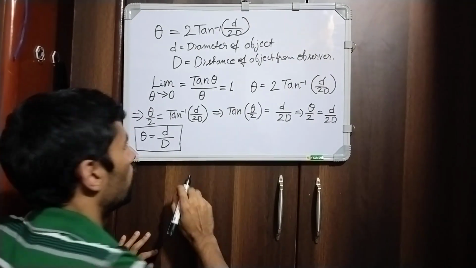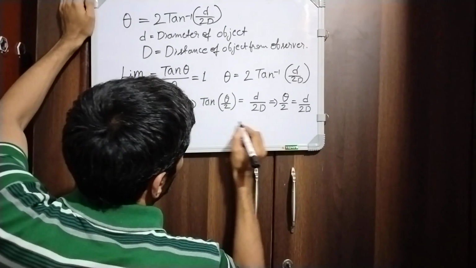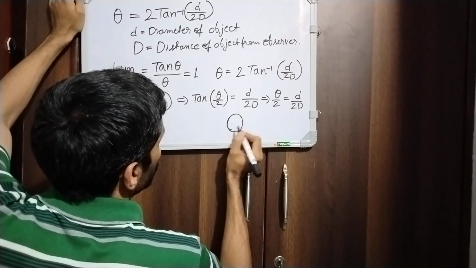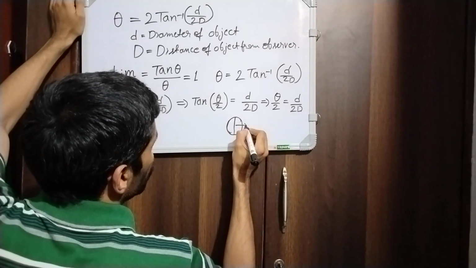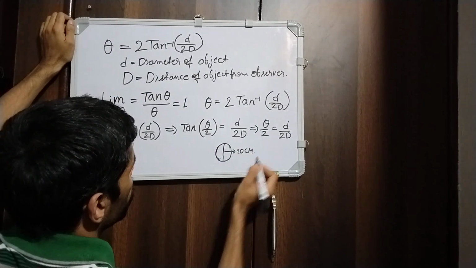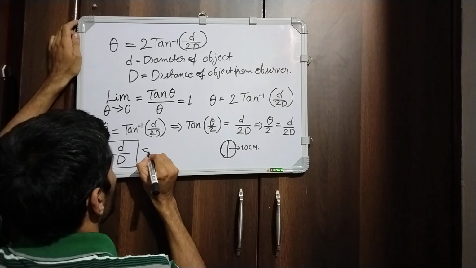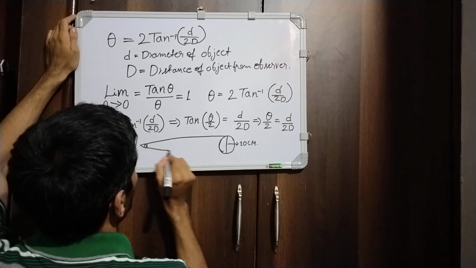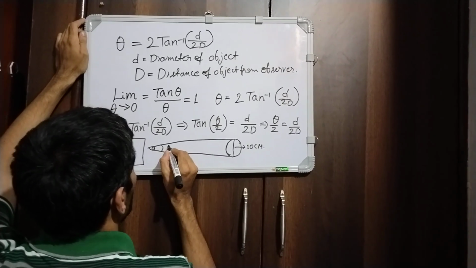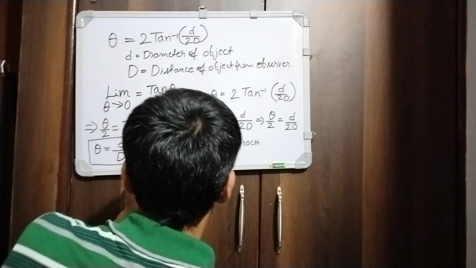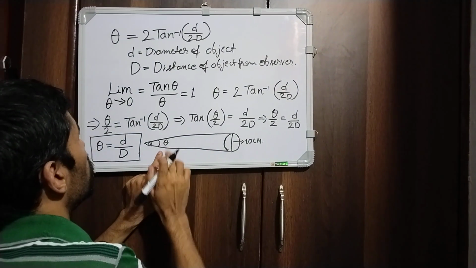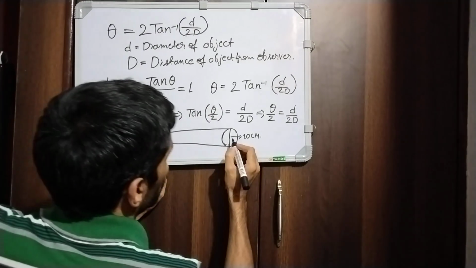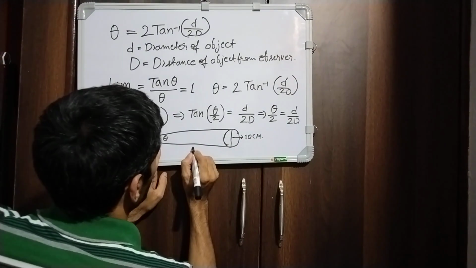Now let us take one example. I am having one object here, let us say a ball. The diameter of this ball is 10 centimeters. Here is the observer. This is the distance of the object from the observer, and this is the angle theta. Now we have to measure this theta. Without applying the trigonometric formula, we can simply calculate this by dividing the diameter by the distance D.